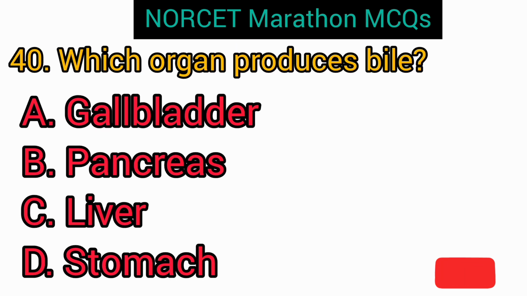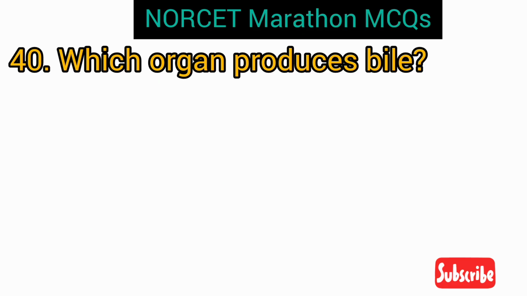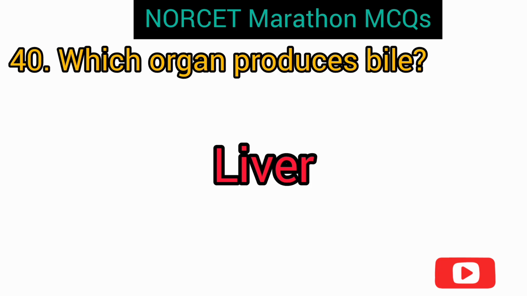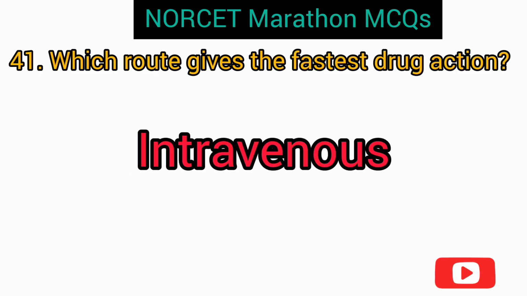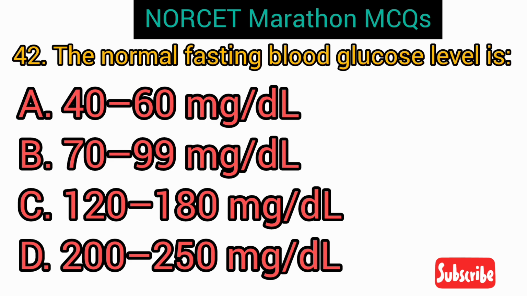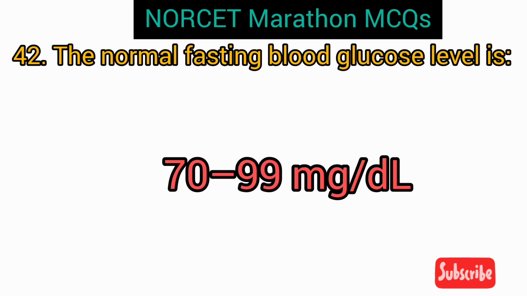Which organ produces bile? Liver. Which route gives the fastest drug action? Intravenous. The normal fasting blood glucose level is 70 to 99 mg/dL.